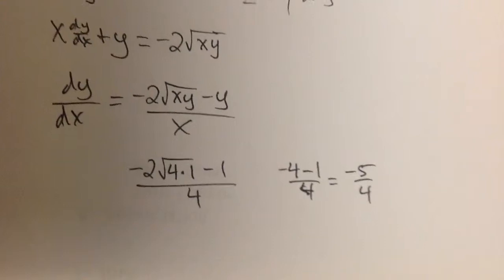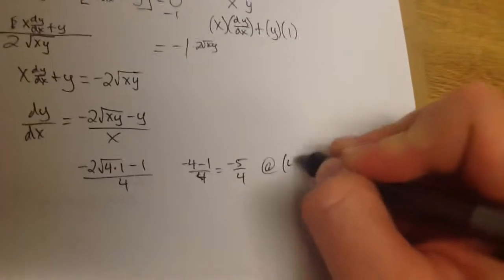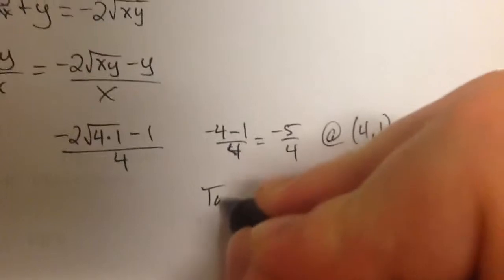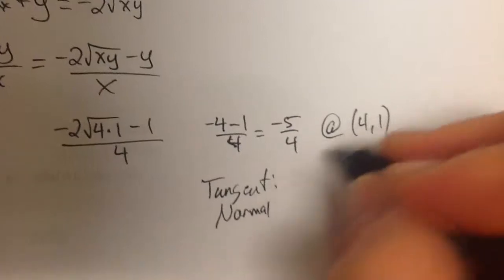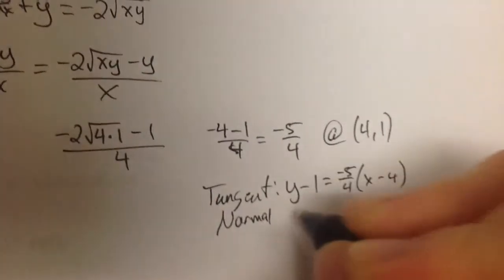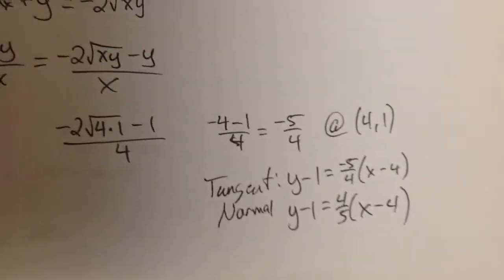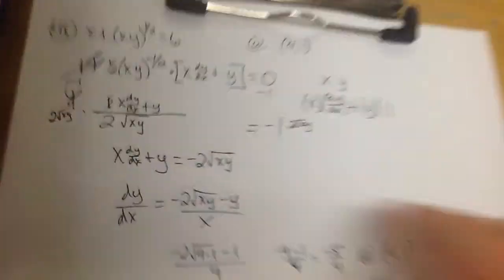So there's my slope. Now I just got to write my point on my equations. This was at 4, 1. So my tangent and normal. So y minus 1 equals negative 5 fourths, x minus 4, and then obviously y minus 1 equals positive 4 fifths, x minus 4. So that one was tricky, right in here. Like I said, the one on your test is easier, so this one is more test-like.